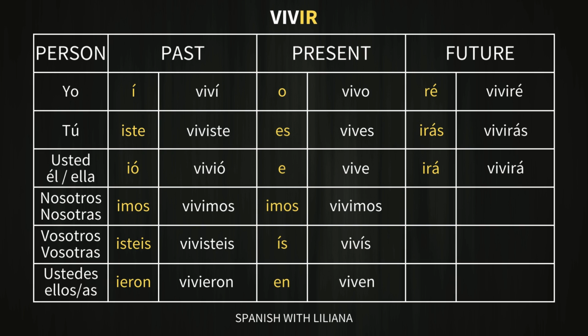Vivirá. For nosotros, nosotras, we'll use iremos. So the verb turns into viviremos. For vosotros, vosotras, we'll use iréis. Viviréis. And for ustedes, ellos, ellas, we'll use irán. So the verb becomes vivirán. I hope these charts are helpful.